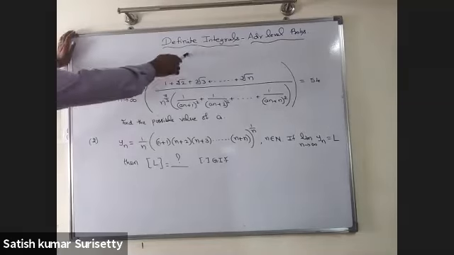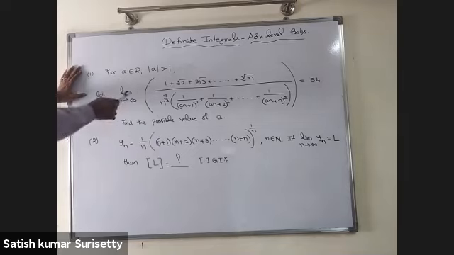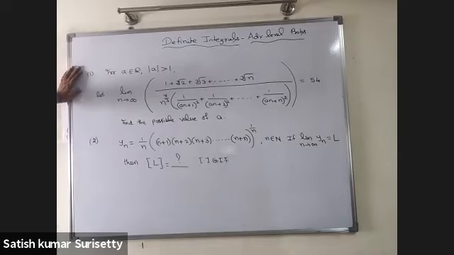So, definite integral advanced level problems. First one: for a belongs to R, modulus of a greater than 1, let the limit as n tends to infinity of (1 plus cube root of 2 plus cube root of 3 and so on up to cube root of n) upon n to the power of 7 by 3, into [1 upon (an plus 1) whole square plus 1 upon (an plus 2) whole square and so on 1 upon (an plus n) whole square], equal to 54. Then find the possible value of a.